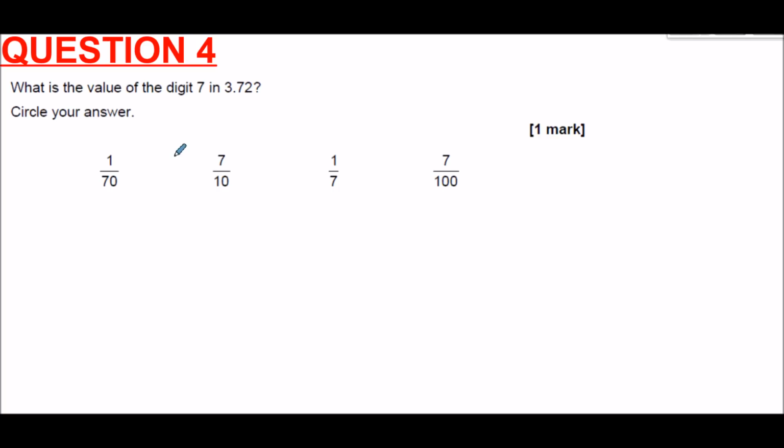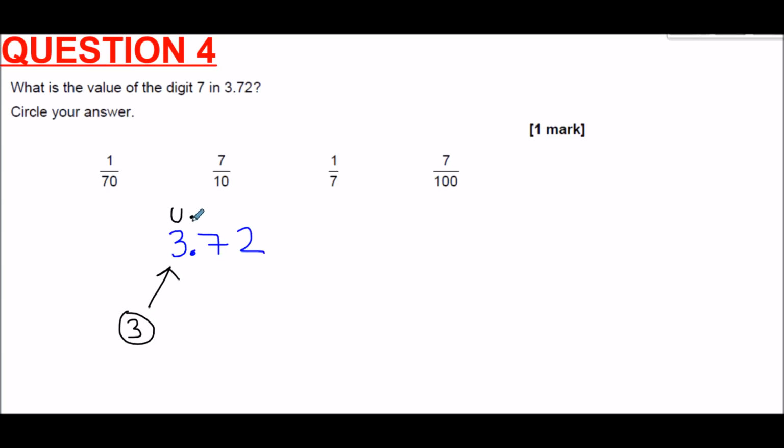Question 4. What is the value of a digit in 3.72? So 3.72 we can think of in a couple of different ways. In terms of units, tenths and hundredths, you can think of it like this. So 3, that represents 3 units.